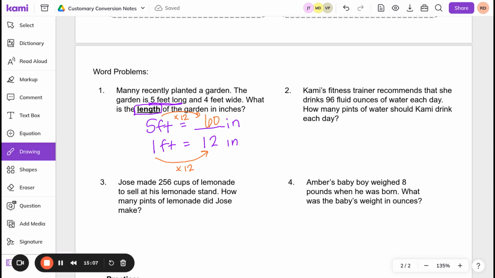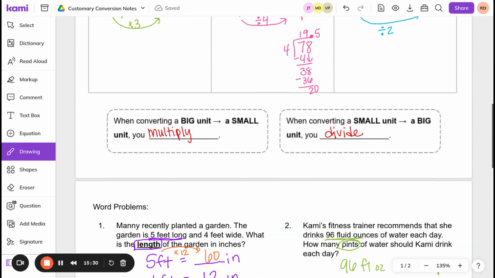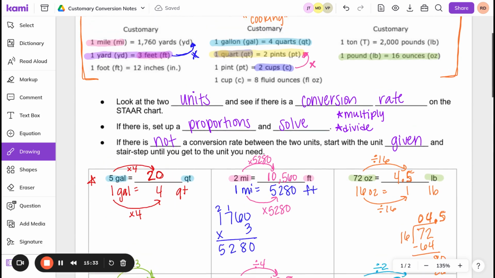Problem 2, Cammie's fitness trainer recommends that she drinks 96 fluid ounces of water each day. And then how many pints is that? So our starting ratio is 96 fluid ounces equals blank pints. So this is one of those 2-step ones. So I'm going to go up here to your star chart. So we want to turn fluid ounces into pints. So we have to multiply right there.